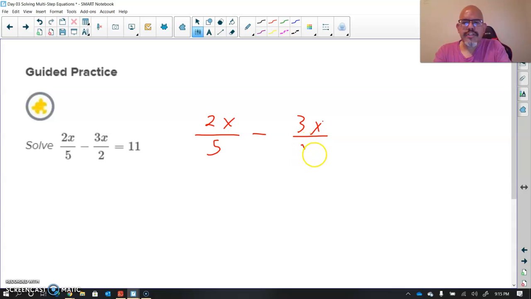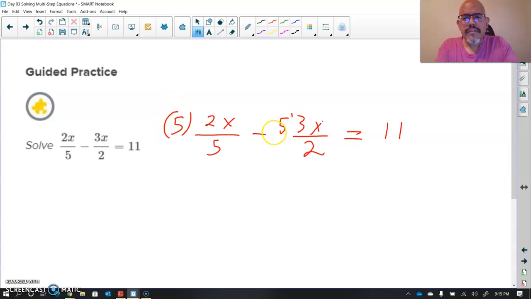So we're going to use the multiplication property of equality to help us solve this problem by going ahead and multiplying out the 5. What's the inverse of dividing by 5? Well, that's multiplying by 5. So we're going to multiply everything by 5. And when I say everything, I mean everything.